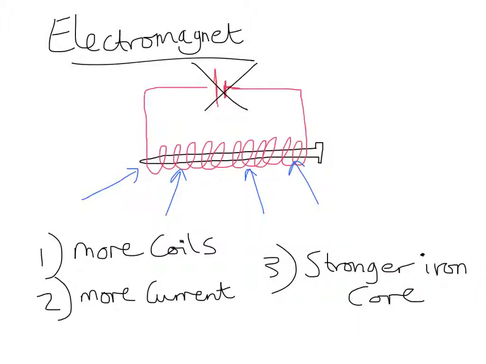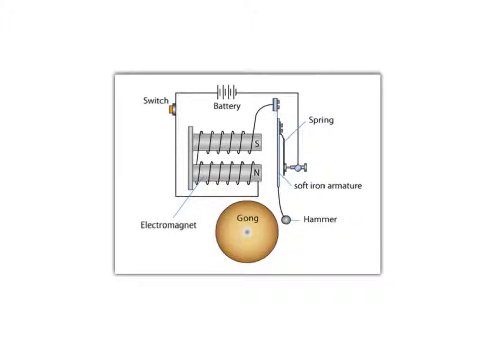Now, electromagnets have many, many uses. They're used in relays, which are smaller circuits essentially used to turn on larger ones. But quite often in school, they're used in this example. Now, what we have here is an electric bell. We're just going to explain, and we'll finish on this electric bell and how it works.